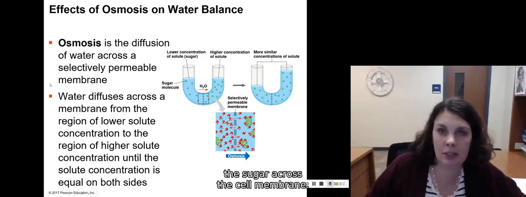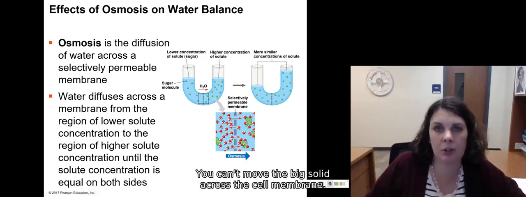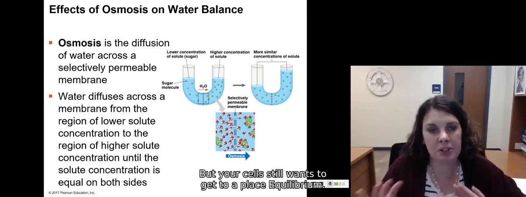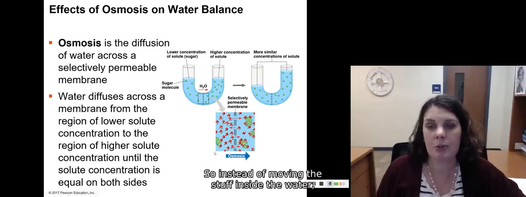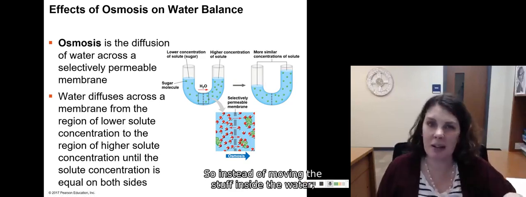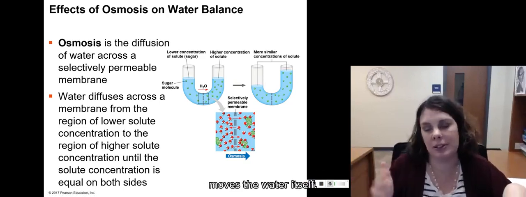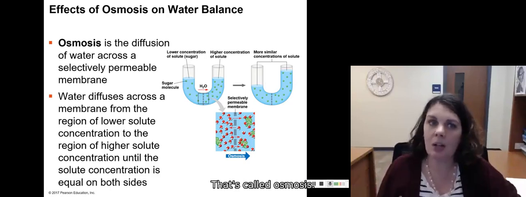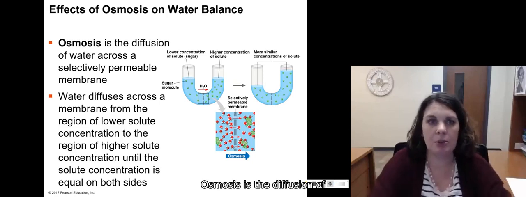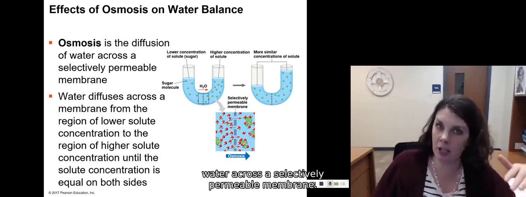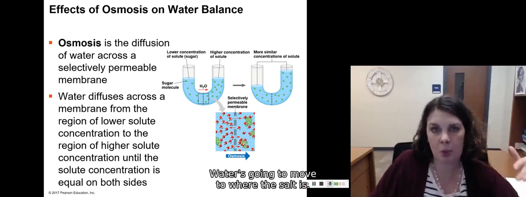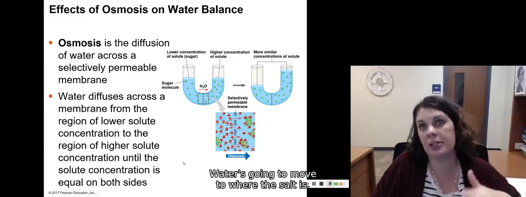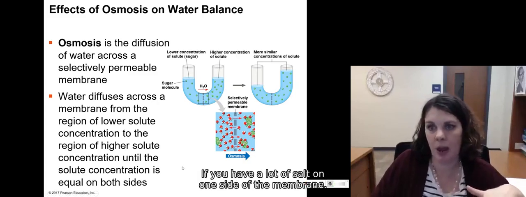Sometimes you can't move the sugar across the cell membrane. You can't move the big solute across the cell membrane, but your cell still wants to get to a place of equilibrium. So instead of moving the stuff inside the water, it moves the water itself. And that's called osmosis. Osmosis is the diffusion of water across a selectively permeable membrane. Water is going to move to where the salt is.